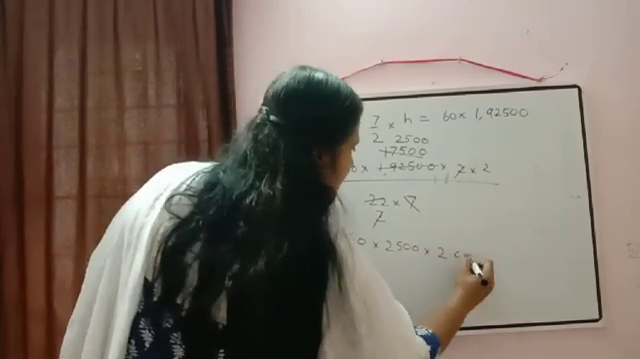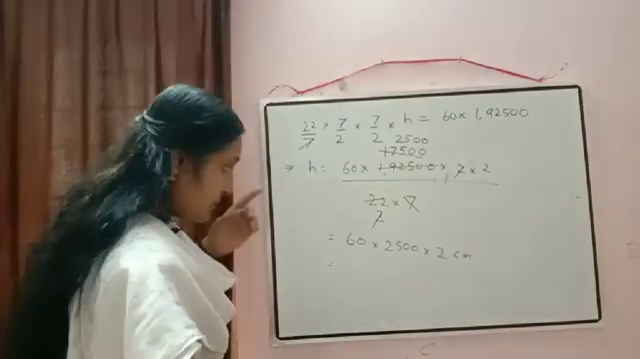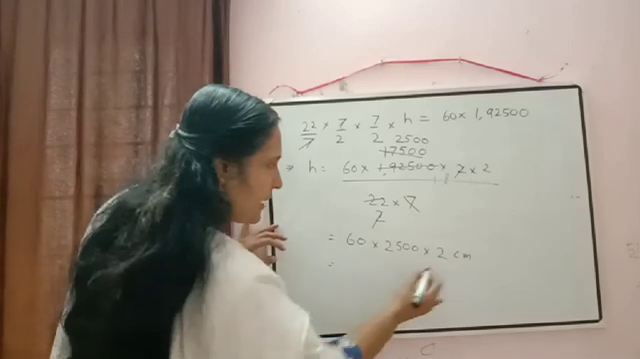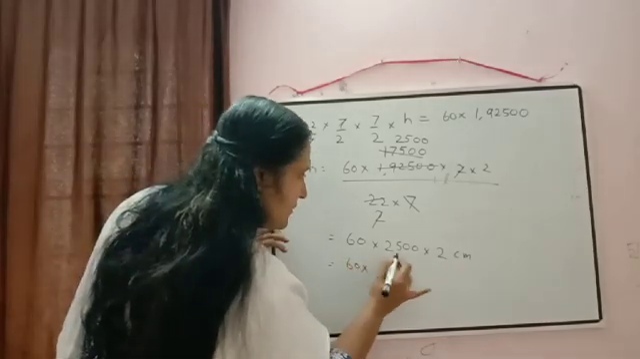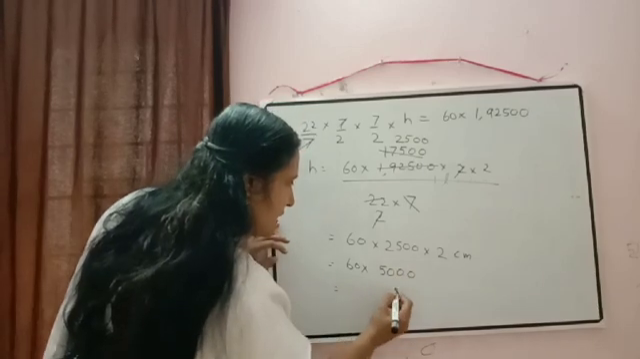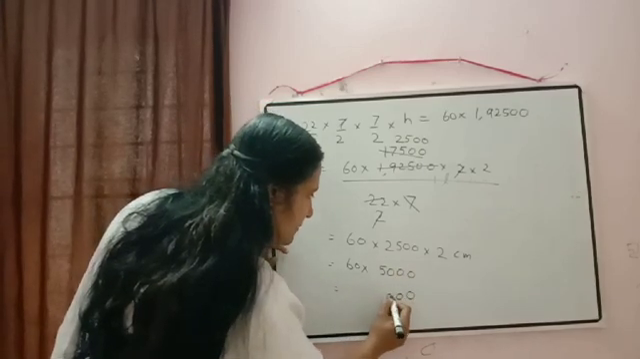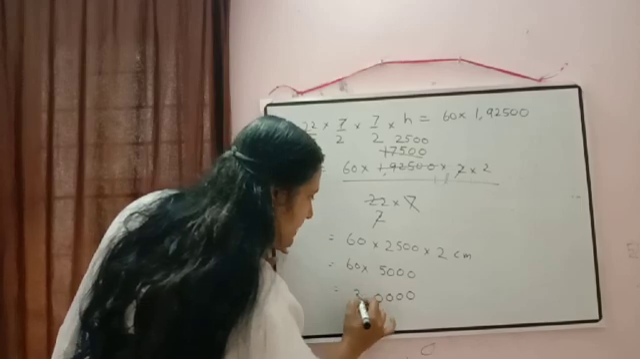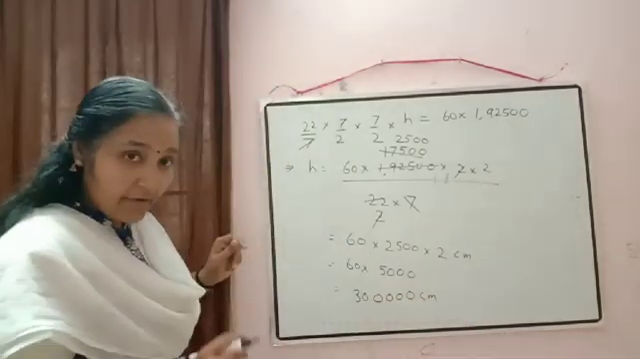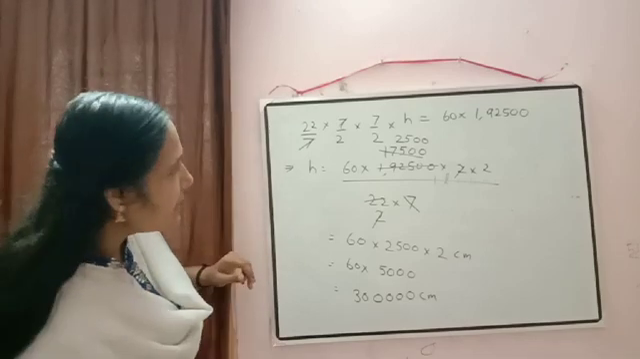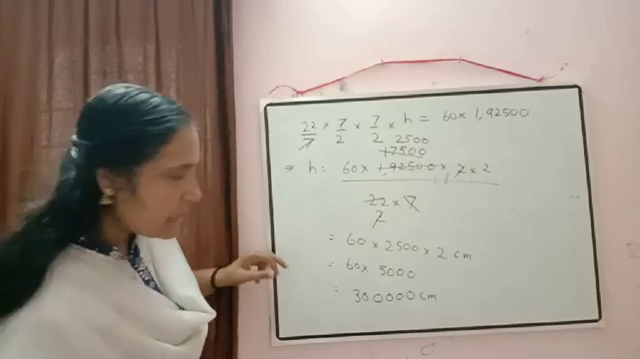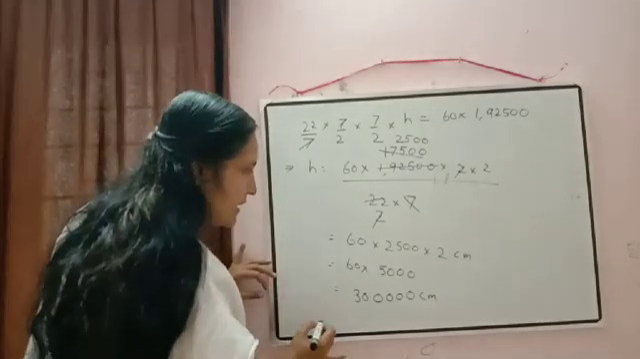Here at present it is in centimeter. So first, if you want, you can multiply. 60 into 25 into 2 will be equal to 3000, and then 2 zeros, which is 300000 centimeter. But we have to find the rate of flow in kilometer per hour. So this is the height in 1 hour, correct? Height in 1 hour is equal to this much.